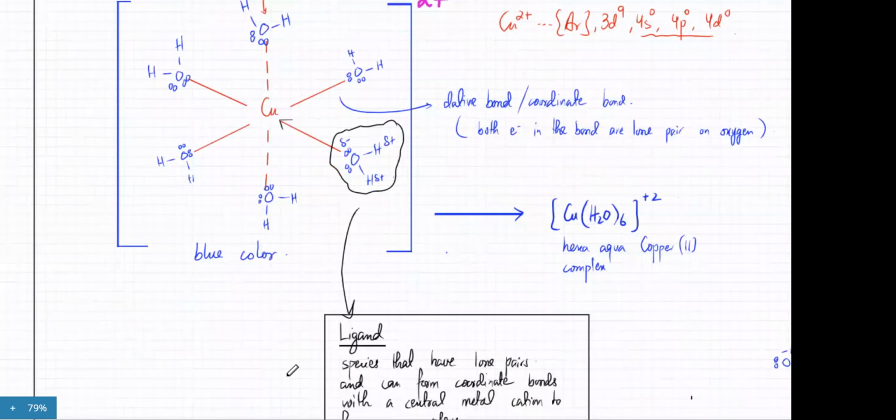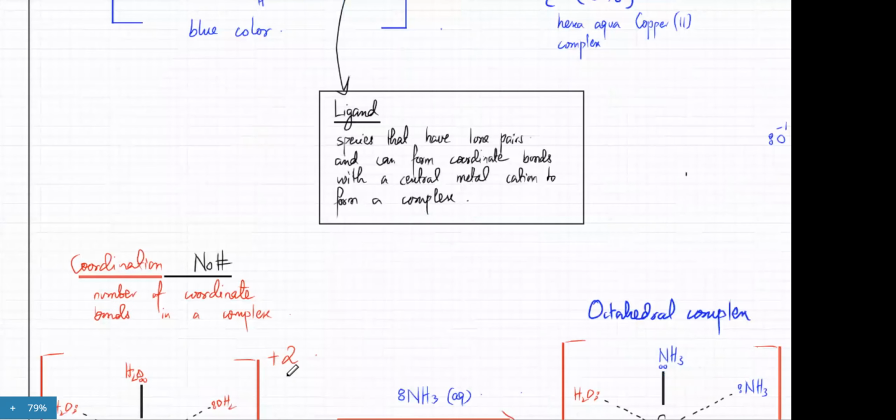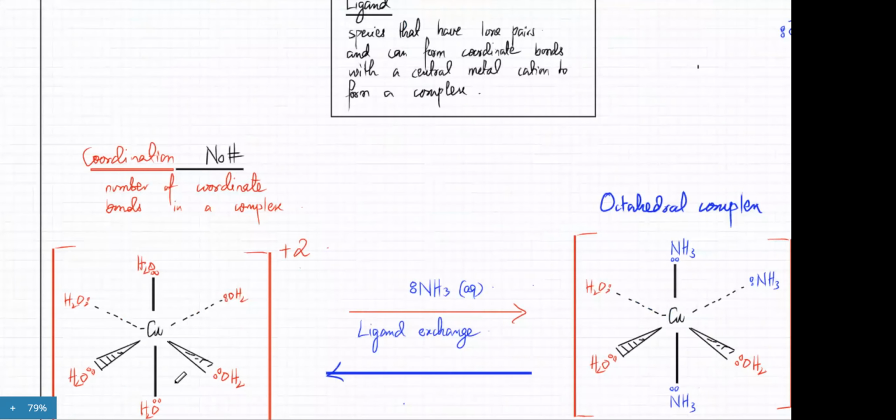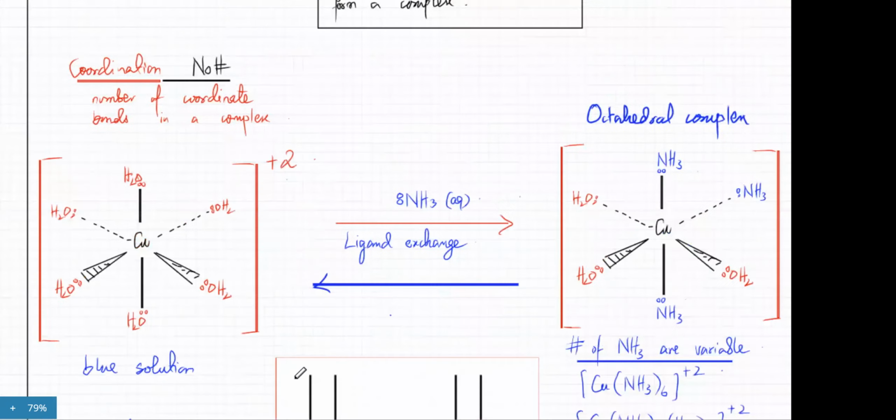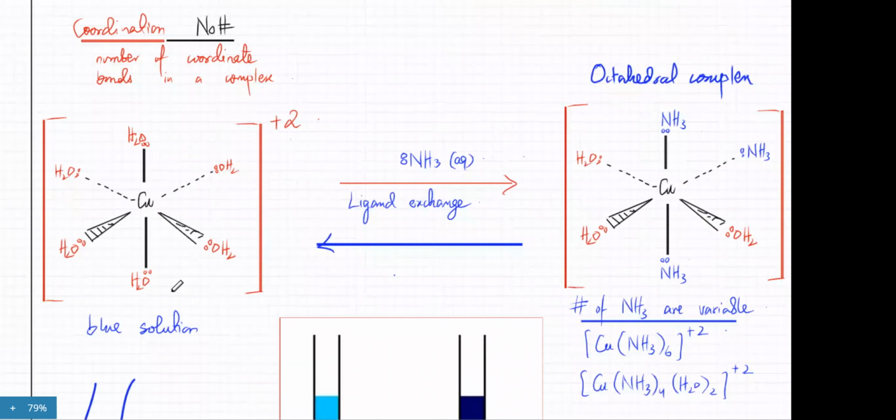Then we talked about ligand exchange. Coordination number was the number of dative bonds it usually forms. Now, ligand exchange was that if you have copper with the water molecules sticking around it, and you add a different ligand, like NH3, which also has lone pairs, the water molecules are going to get knocked out and eventually be replaced by NH3 molecules. As more and more NH3 is added, there are more NH3 molecules and fewer water molecules. So this is called ligand exchange.